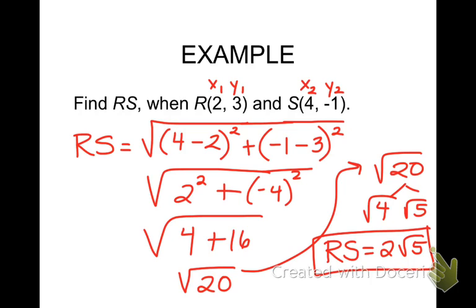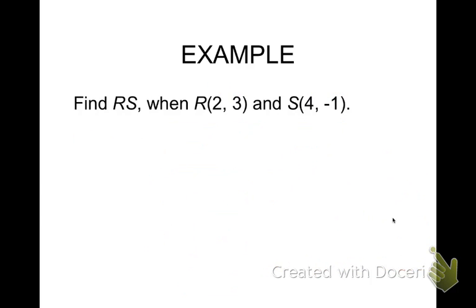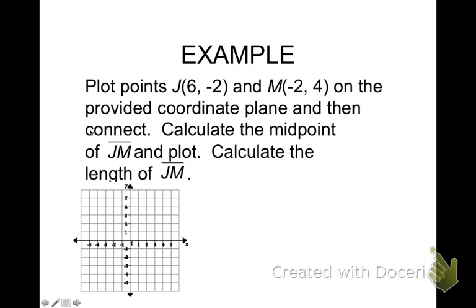All right. Last thing is we're going to do the same thing. It's just now we're going to incorporate it all into a graph. Is everybody ready? All right. So let's go ahead and start plotting some points. Plot point J. 6, negative 2. It's right about here. Point J. Negative 2, 4. So negative 2, 4 is M. All right, plot points J and M on the coordinate plane. Done. Connect.